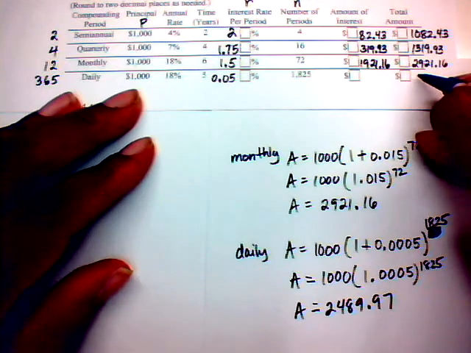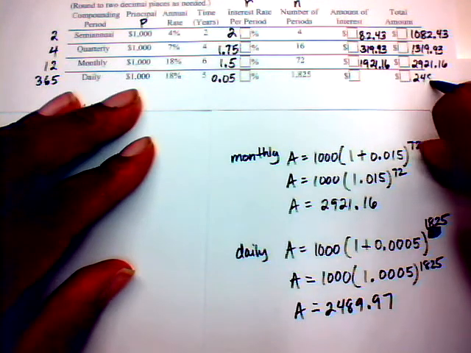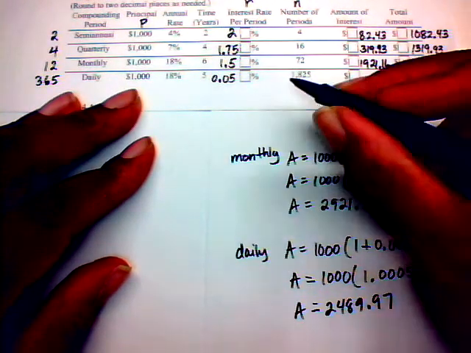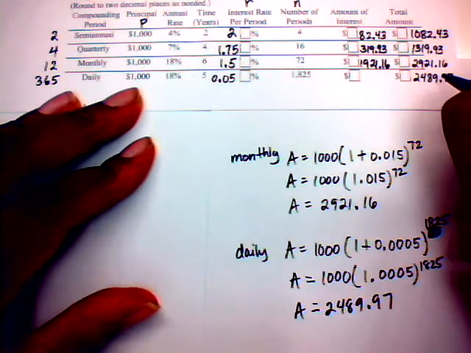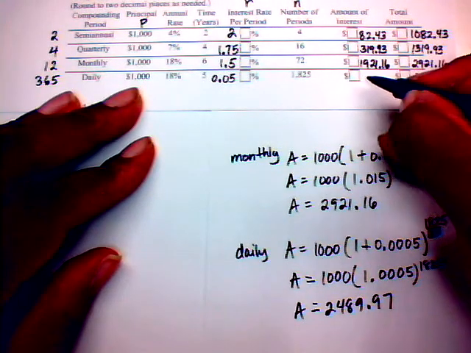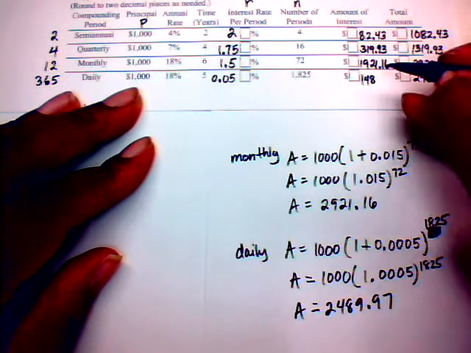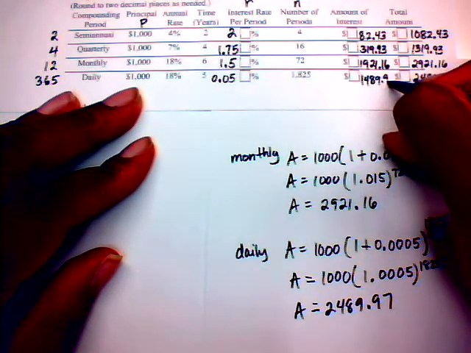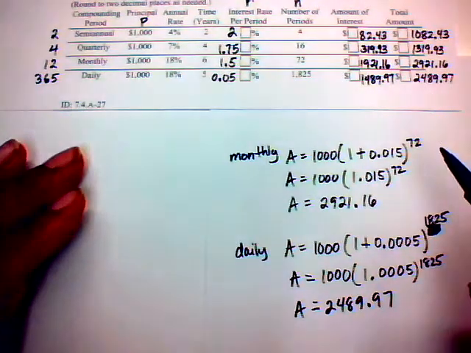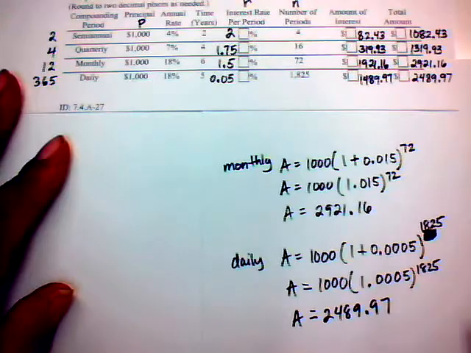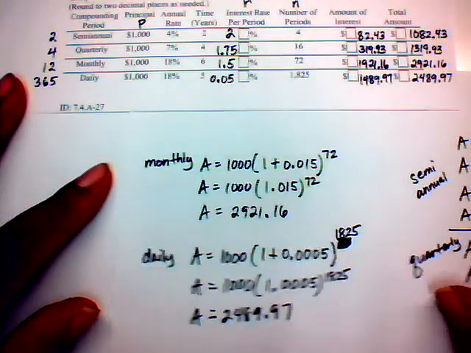So for this one, compounded daily is $2,489.97. Subtract 1,000 from the 2,489.97, you're going to get 1,489.97. That's the amount of interest. Okay, so this is how you would complete that particular table using this particular formula.